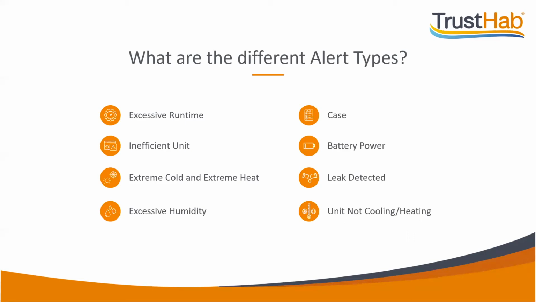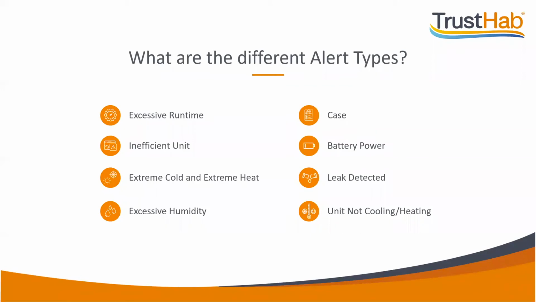So the excessive runtime alert. By default, it's set to trigger after 3 hours of consecutive runtime. This is usually indicative of a unit needing maintenance, like changing a filter or cleaning the coils. The resident may be running the HVAC with a window or door open, or trying to achieve a set point that is unobtainable based on environmental factors, or the room may need more insulation or weather stripping.